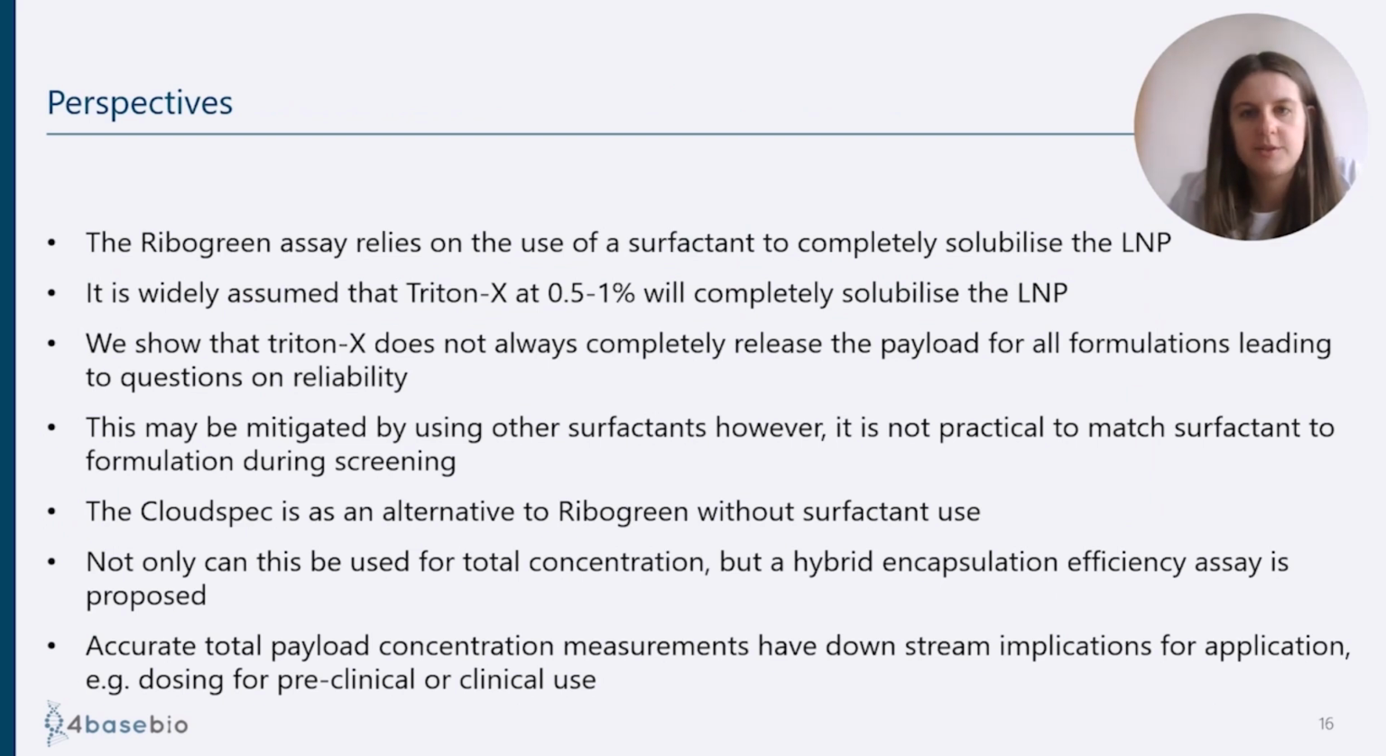So just to summarize, the RiboGreen assay relies on the use of surfactant to completely solubilize the LNP. And it's really widely assumed that Triton X at 0.5 to 1% will solubilize the LNP. Well, I think I've shown that that is not always the case for different formulations, which leads to questions on the reliability, particularly for the total payload concentration. Now, that might be able to be mitigated by using different surfactants, but it's not really practical on a day-to-day basis to be screening different surfactants for your formulations and matching that different surfactant to the formulation you want.